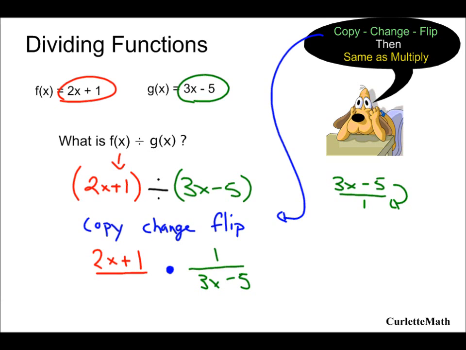Sometimes it helps if we write a 1, so we have a fraction and a fraction. And then remember, multiplication is straight across. So we'll have 2x plus 1, and 1 times 3x minus 5 is just 3x minus 5. And that'll be our final answer. Remember, this is still in a group, top and bottom. Our parentheses aren't the exact same, so nothing's going to simplify, nothing will cancel out.